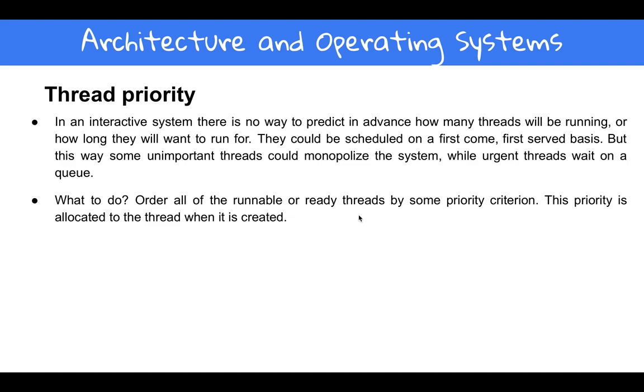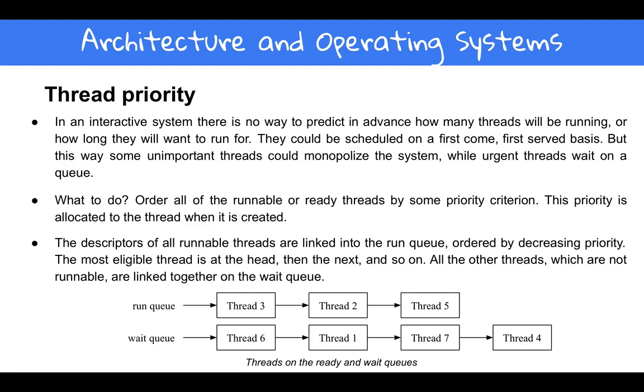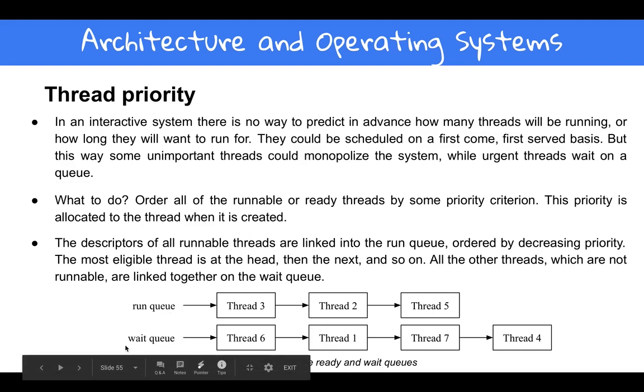What we do is put higher priority threads at the head of the queue. The priority is allocated to a thread when it's created. So when we create the thread, we set some priority. If you remember, in the thread structure there are three places that mention the priority. So when you have a priority, you have a run queue and a wait queue.